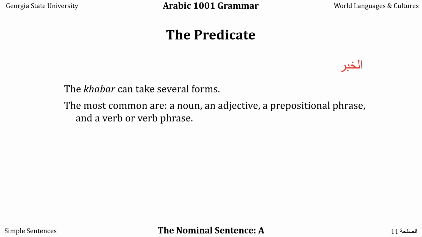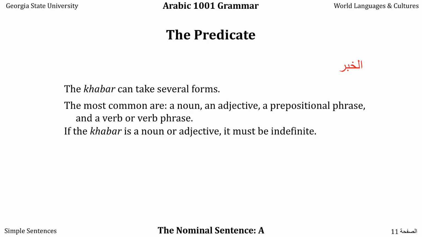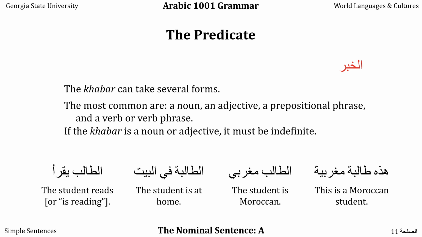It can take several forms. The most common are a noun, an adjective, a prepositional phrase, and a verb or verb phrase. I should note that a noun or an adjective usually means an indefinite noun or adjective. If the khabar is a noun or adjective, it must be indefinite. If we want to make it definite, we have to do something special to it, which I'll explain in a moment.